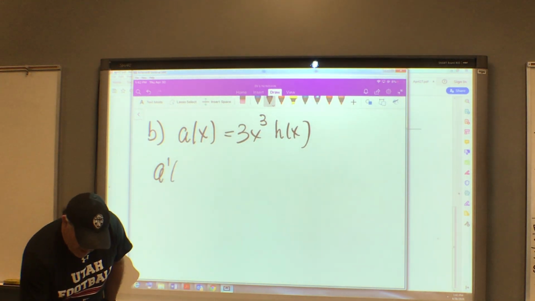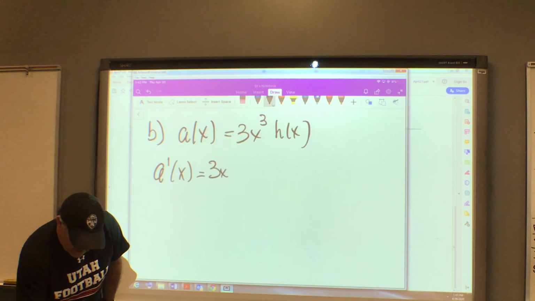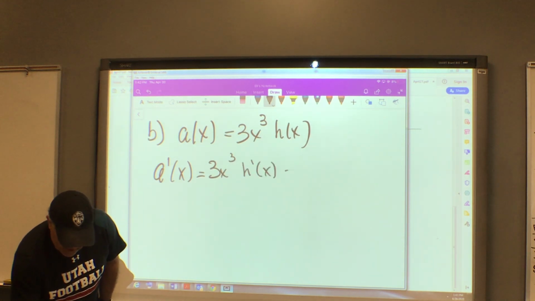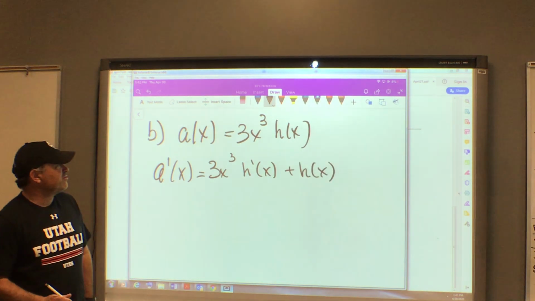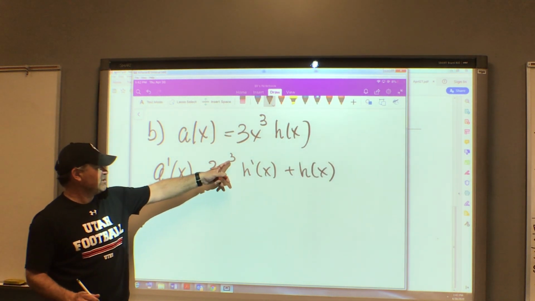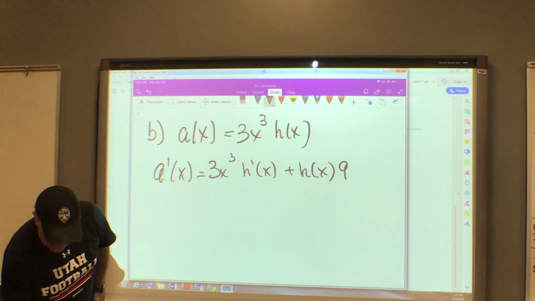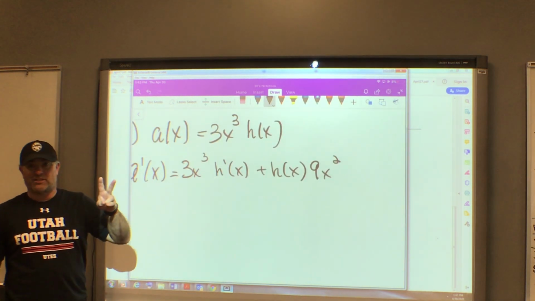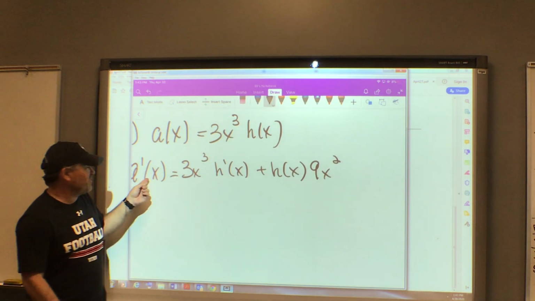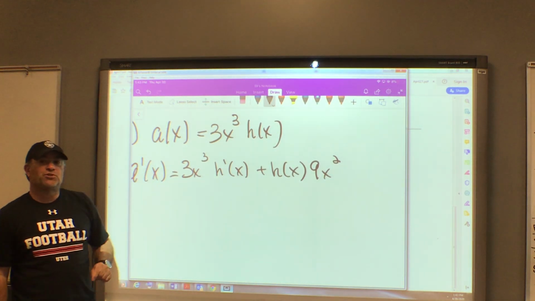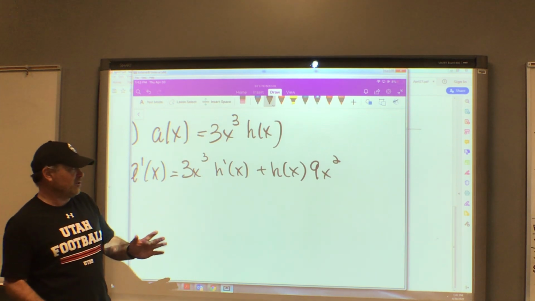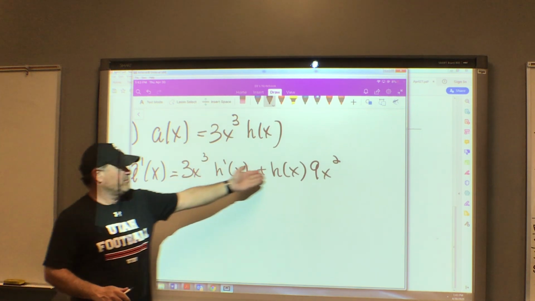So a prime of x is going to be 3x cubed times the derivative of h, which is going to be h prime, plus h of x times the derivative of 3x to the third, which is going to be 9x squared. Okay? That statement right there is worth 2 points. 1, because you successfully found a prime. 2, because you successfully used the product rule. So they said any version of successful product rule is worth a point. Well, boom, you did it.